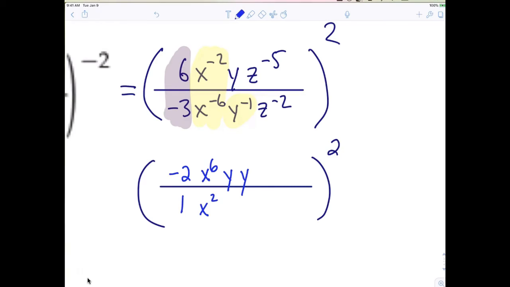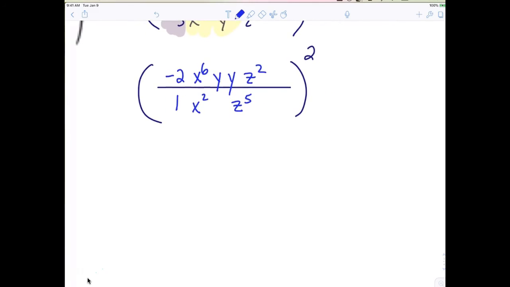What do I do to the z's? Switch them. So I have z squared, z to the 5th. Everybody happy with that so far? Cole, you still getting there? Good? All right, keep paying attention. Okay, so now we're going to simplify the fraction.